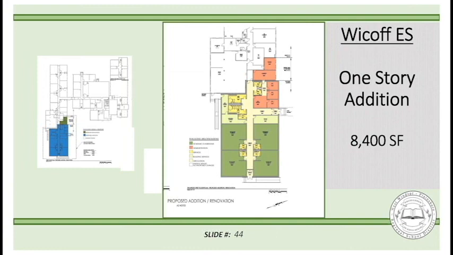Across the hallway in yellow are the student bathrooms. Up again next to the salmon are the two staff bathrooms. And then you see the four growth kindergarten rooms. And each kindergarten room by code is required to have a bathroom.